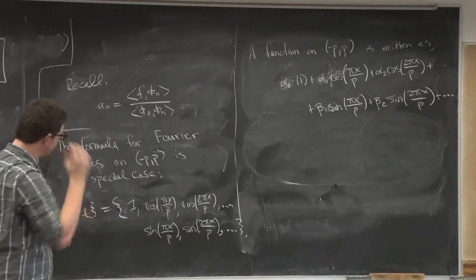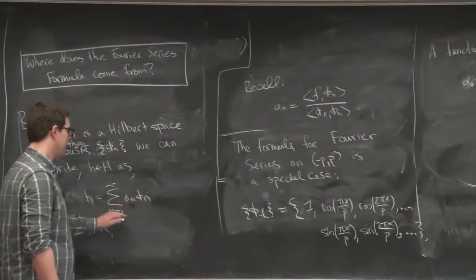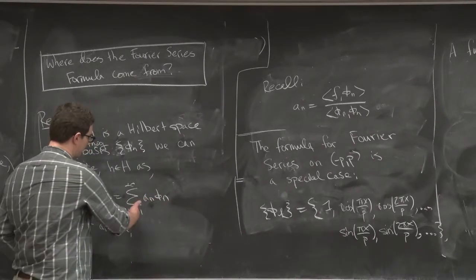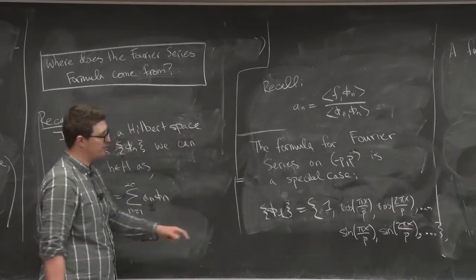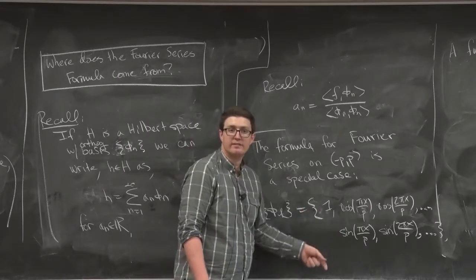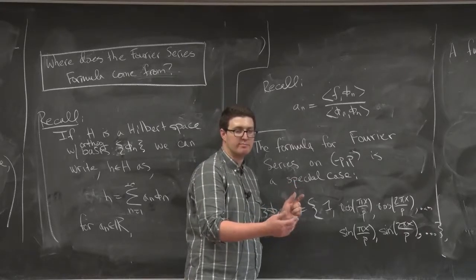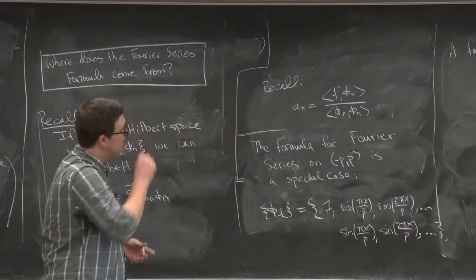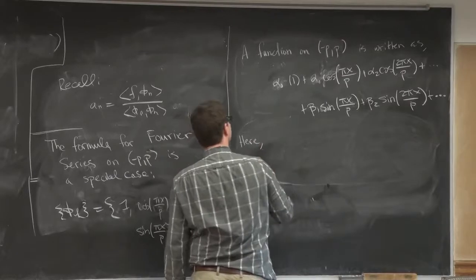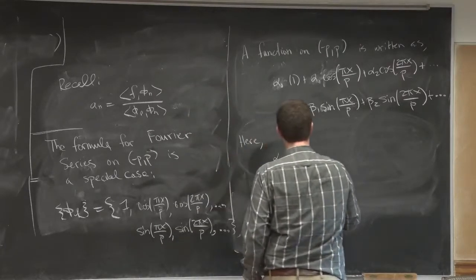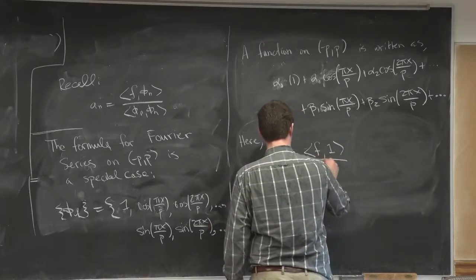So here I just wrote the same thing that we wrote here, except I used an n here. All I'm saying is that you can write down a sequence of these functions. This n doesn't necessarily correspond to these n's or k's here. Does that make sense? It's just the fact that I have a list of them. And here, alpha 0 is the inner product of f with 1 over the inner product of 1 with 1.